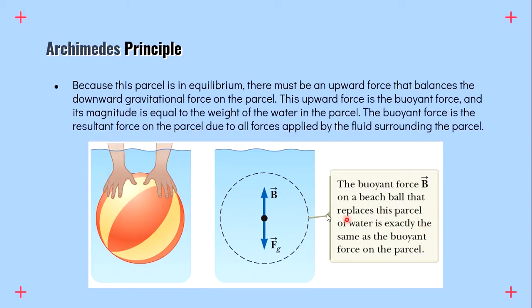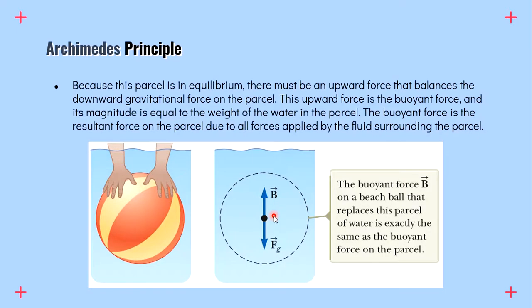Because the parcel is in equilibrium, there must be an upward force that balances the downward gravitational force on the parcel. So this is our parcel, and of course it has weight Fg. Because we assume that this is in equilibrium, the buoyant force is equal to the weight of this parcel. This upward force is called the buoyant force, and its magnitude is equal to the weight of the water in the parcel. The buoyant force is the resultant force on the parcel due to all forces applied by the fluid surrounding the parcel.